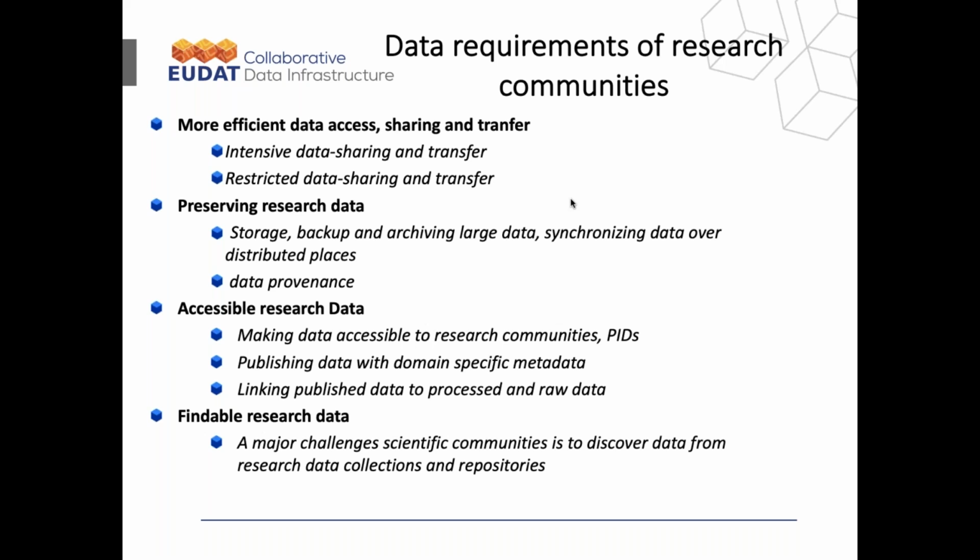You also want to make your data accessible by the use of persistent identifiers. For example, you want to be able to publish the data with domain-specific metadata, data about your data, and also be able to link the published data back to the raw data and processed data. Another major challenge of scientific communities is to actually discover and find data that is already out there in the data repositories or data collections that is there, not having to produce the data from scratch, but using the data that is already out there.